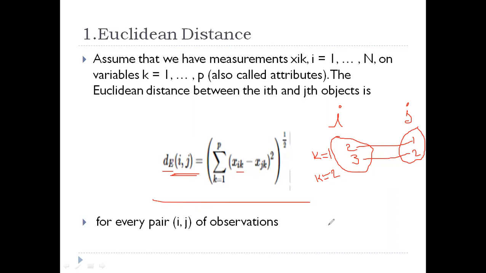So for this, 2 minus 1 whole square, plus for the second data points, 3 minus 2 whole square.